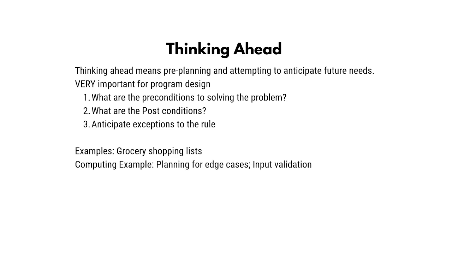This can include things like edge cases and testing. Something like input validation is a type of testing. And a real world example is grocery shopping lists. You're thinking ahead of what you are going to need to cook, and you're creating a list. So that is a type of thinking ahead.